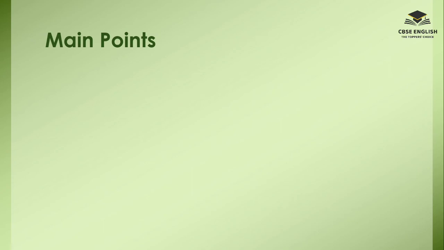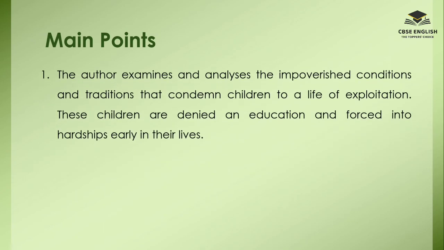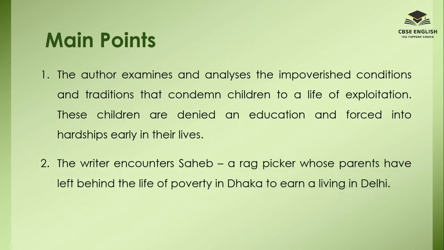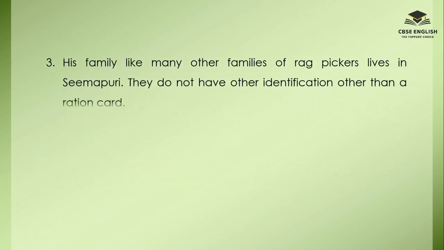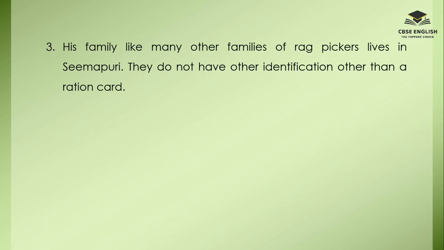Now we'll discuss the main points of this lesson. The author examines and analyzes the impoverished conditions and traditions that condemned children to a life of exploitation. These children are denied an education and forced into hardships early in their lives. The writer encounters Sahib, a rag picker whose parents have left behind the life of poverty in Dhaka to earn a living in Delhi. His family, like many other families of rag pickers, lives in Seemapuri. They do not have other identification other than a ration card.